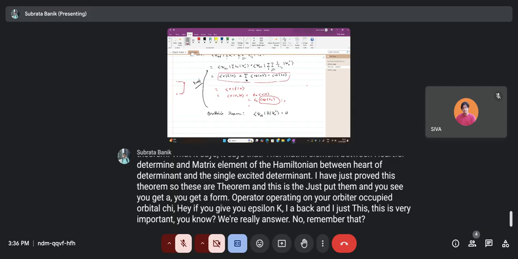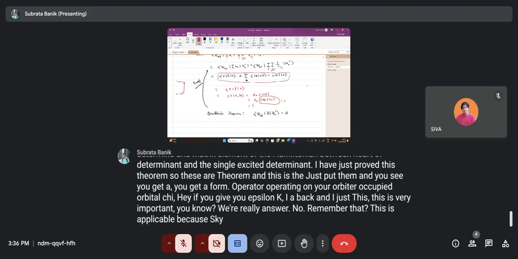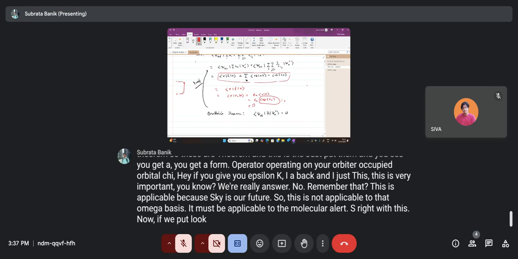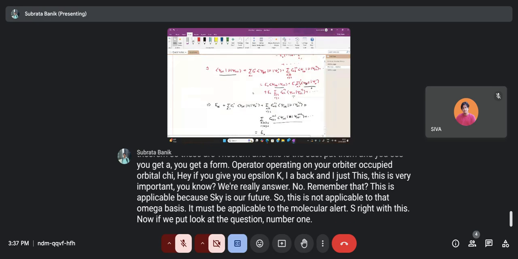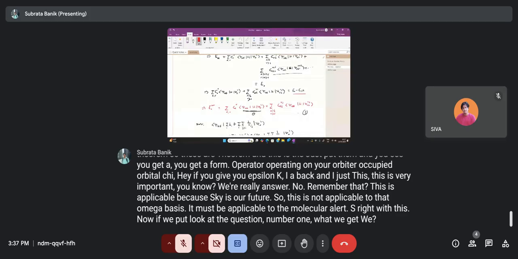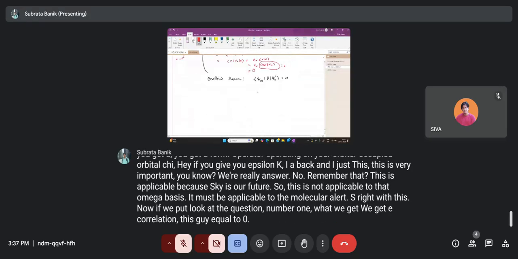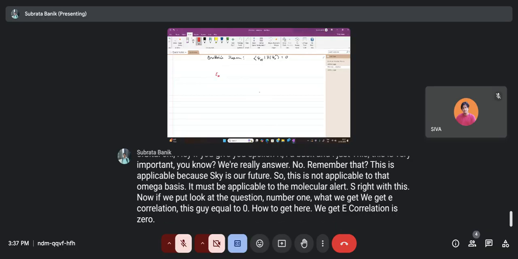Now remember that this is applicable because the chi A's are orthogonal to each other. So this is not applicable to the atomic orbital basis. This must be applied to the molecular orbital basis. With this, if we look at equation number 1, what do we get? We get E correlation, this term equal to 0. What we get here is E correlation, the first term is 0.